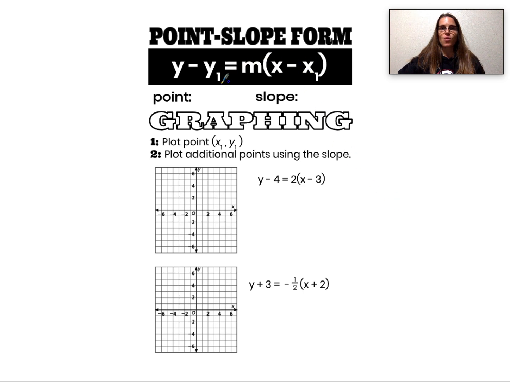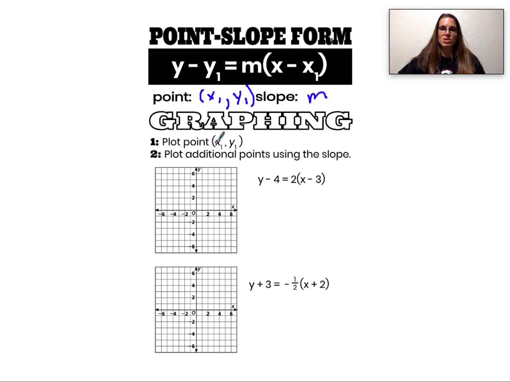This x1, y1 in my point-slope form gives me one particular point on that line, the x-coordinate and the y-coordinate of that point. The m is the slope, just like in slope-intercept form. Please notice that I am subtracting the x-coordinate and subtracting the y-coordinate. Let's go ahead and practice graphing from point-slope form.